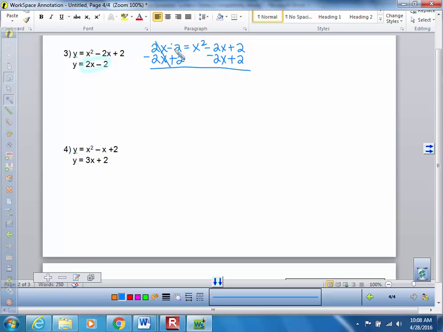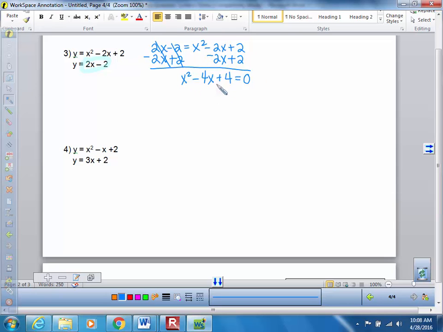Okay? So those cancel. I have x squared. Negative 2x minus 2x is negative 4x. And 2 plus 2 is 4. Wait, so it goes by the sign? Whenever you bring over, it goes by the sign, right? Yes. So negative 2x minus 2x, or you can do negative 2x plus a negative 2x.